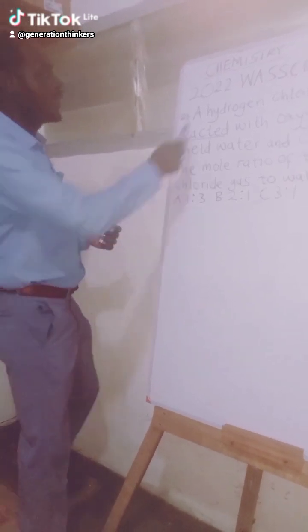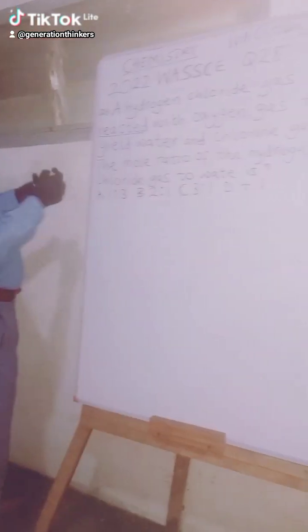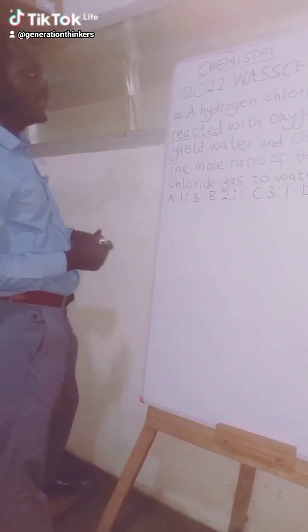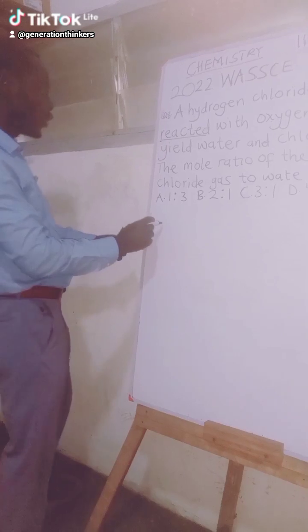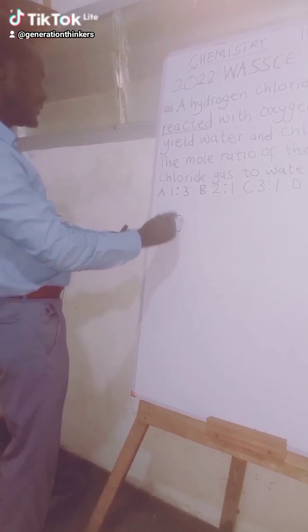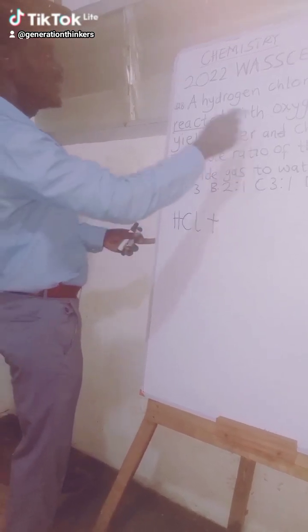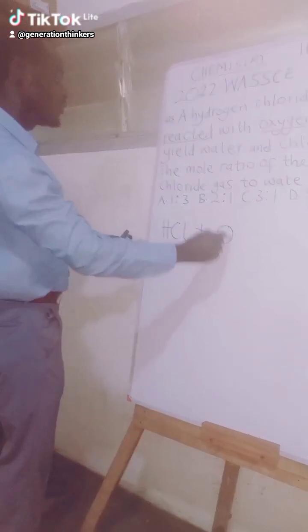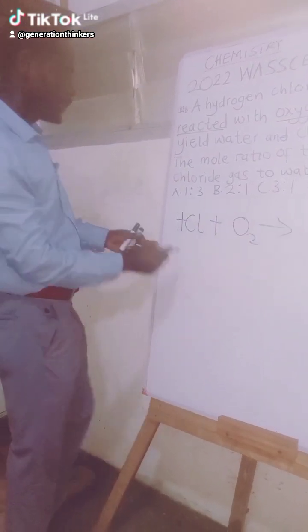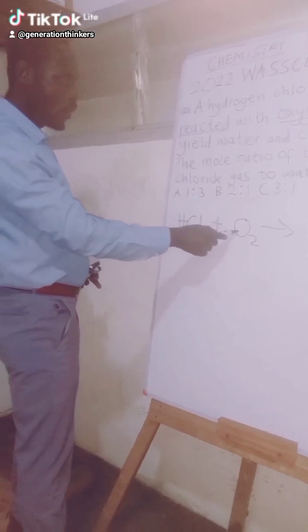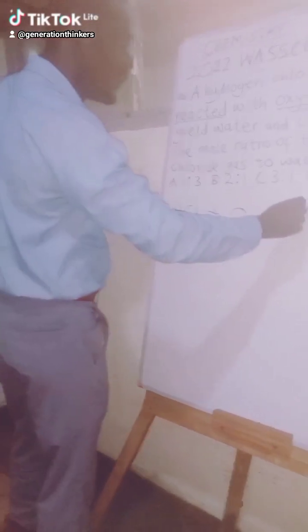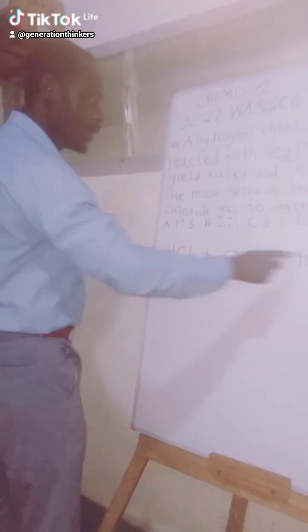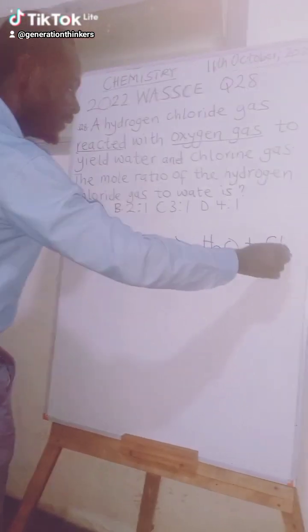Now if you look at the question, hydrogen chloride gas reacted, because we look at reacted, so we need to write a chemical equation. So you can have the hydrogen chloride, which gives us HCl, plus oxygen gas. The oxygen gas you have as O subscript 2. Now, hydrogen will react with oxygen to give us water, so you have H2O. Then you have chlorine gas left.